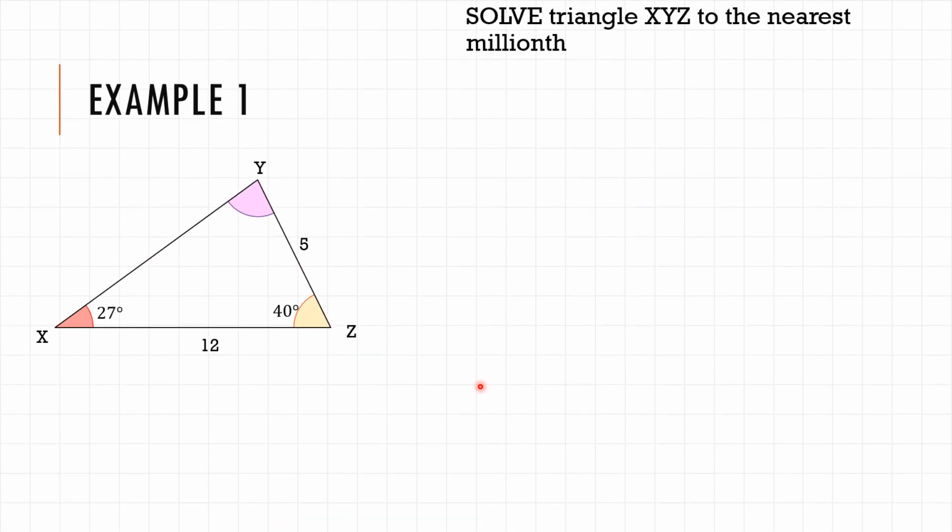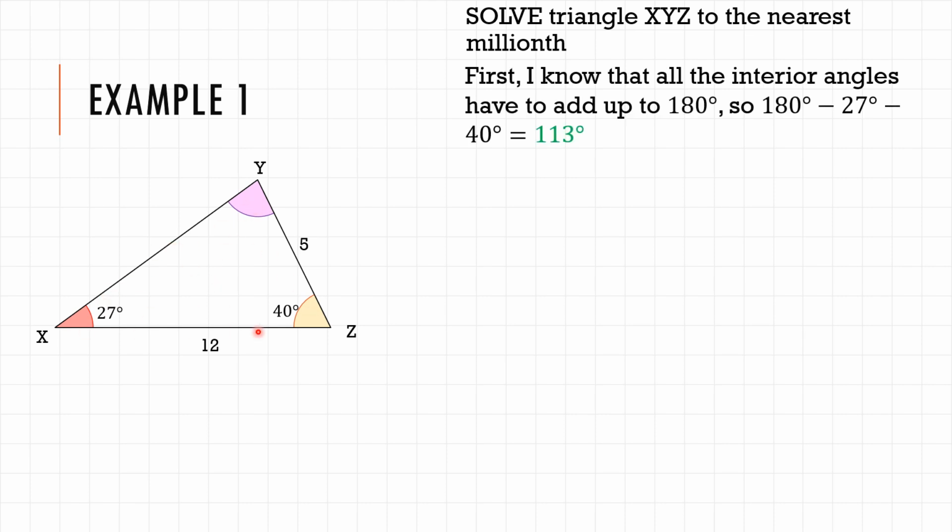Let's see some of these in action. Let's solve this triangle to the nearest millionth. And solve means to find all the angles and all the side lengths. Right now we're missing this angle and we're missing this side. The angle is really easy to find. I know that all of these three must add up to 180, so that would make this 113 degrees.